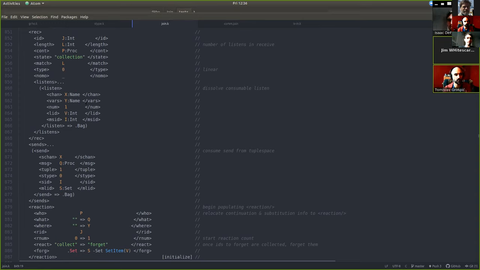And in the case of this type zero on the reaction, it's basically just telling me that this is a consumable receive. It's like a linear listen or whatever you want to call it, right? Because it's a consumable, as I pull the information from each one of these listens, so what variables are getting substituted and what the channel was, I'm going to pull all of that information into the reaction cell and also delete this information now because it's ultimately going to be consumed. So I can just go ahead and delete it from this receive cell immediately.